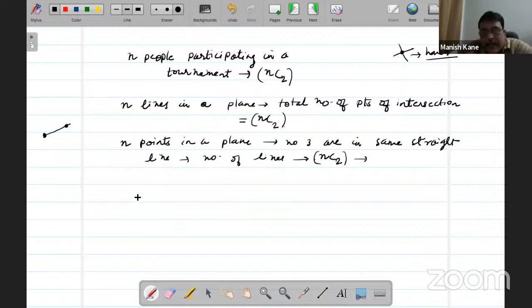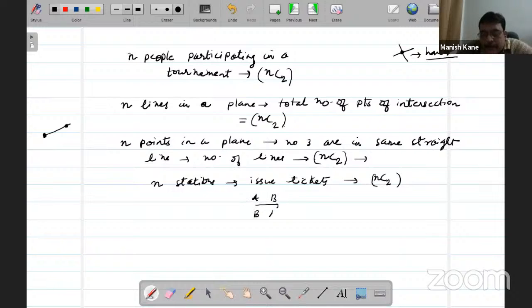Now, see another absolutely different case. There are N stations and you have to issue tickets, right? Again, tickets can be issued between two stations. So number of tickets issued will be NC2. But for two stations A and B, one ticket will be from A to B, another ticket will be from B to A. So you have to multiply this by 2. So the total number of tickets issued will be NC2 into 2.